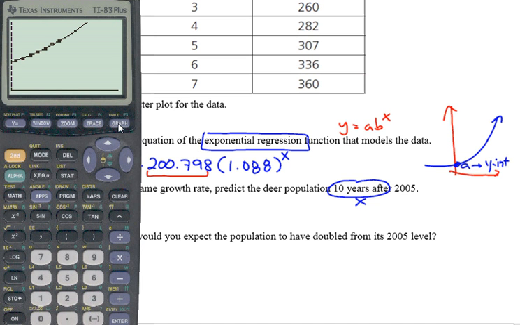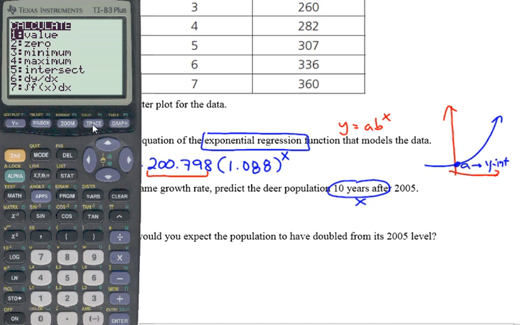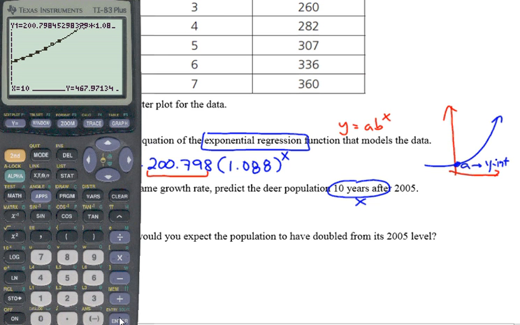So, yeah. Okay, so second trace 1, try that again. 10, enter. You zoomed out to the nearest deer. What is it to the nearest deer? 468.